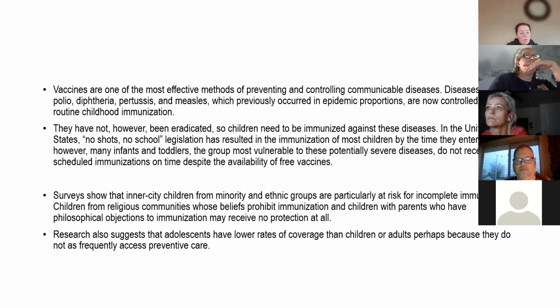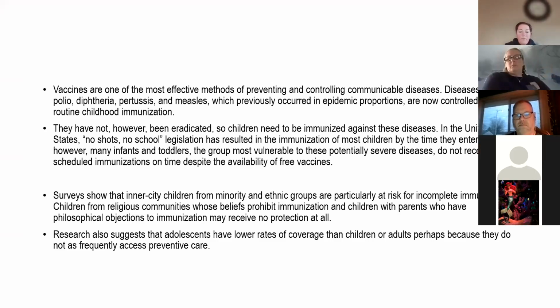I can tell you, working in a school, you ask everyone to get the vaccines, but they can watch a video and sign off and say, well, too bad, I don't want to vaccinate my kids. So there's plenty of that going on. It's interesting to see, though, that surveys show inner city, minority, and ethnic groups are at high risk for incomplete immunization. Why do you think that is? Why are inner city, minority, and ethnic groups at risk? Could be lack of access to care. For sure. What else do we know about minority and ethnic groups?